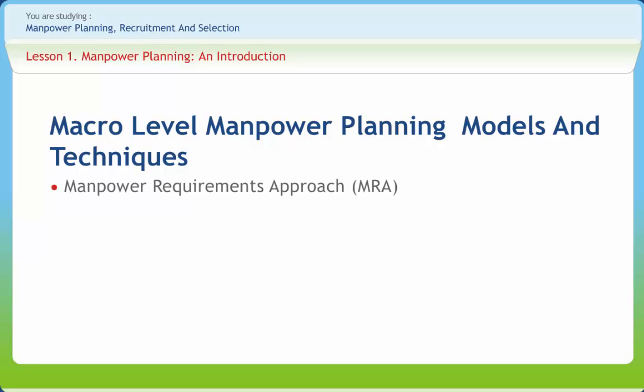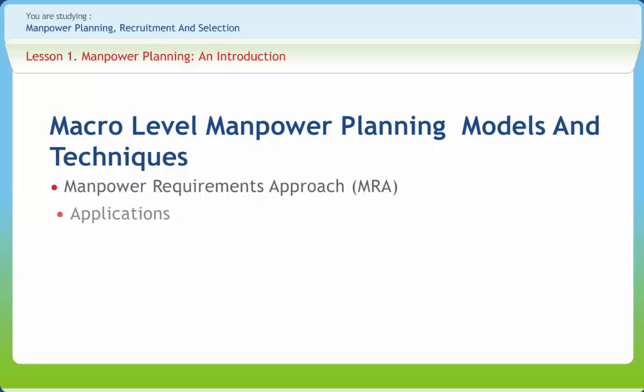Manpower requirements approach is the dominant model of manpower planning. The three major steps in this model are: A. Assessing the demand for manpower. B. Assessing the supply of manpower. C. Balancing the supply and demand.